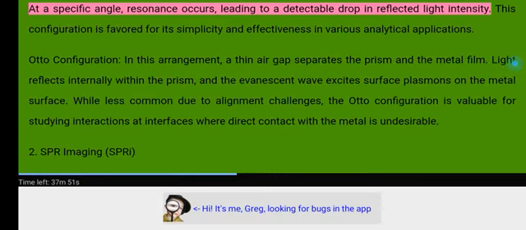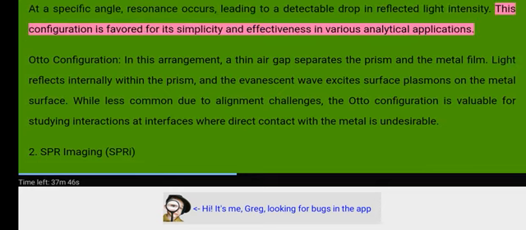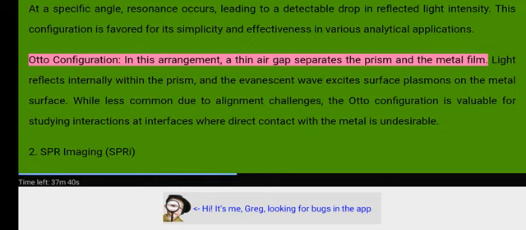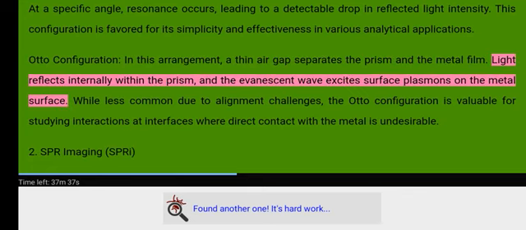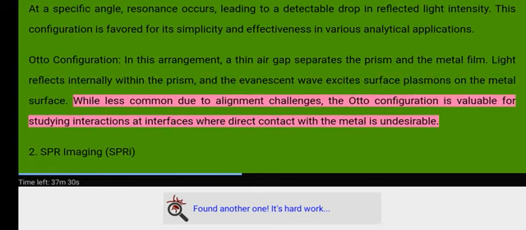At a specific angle, resonance occurs, leading to a detectable drop in reflected light intensity. This configuration is favored for its simplicity and effectiveness in various analytical applications. Otto configuration. In this arrangement, a thin air gap separates the prism and the metal film. Light reflects internally within the prism, and the evanescent wave excites surface plasmons on the metal surface. While less common due to alignment challenges, the Otto configuration is valuable for studying interactions at interfaces where direct contact with the metal is undesirable.